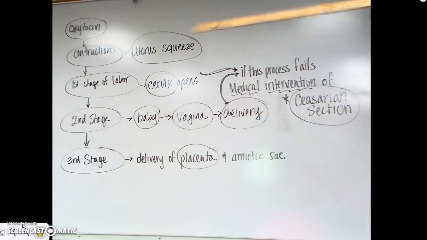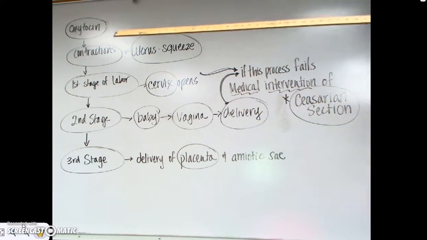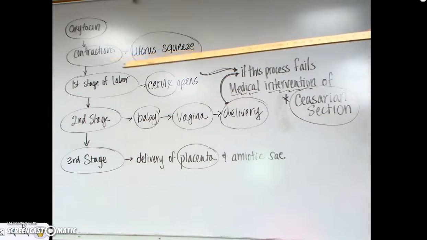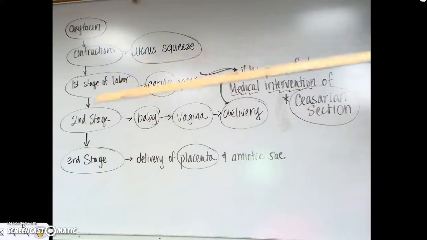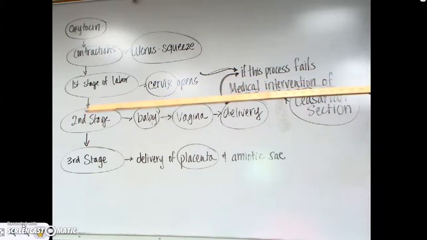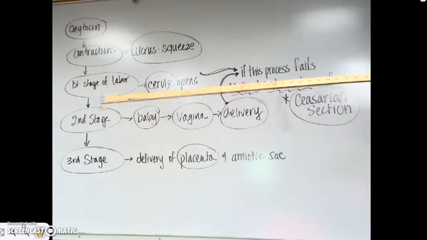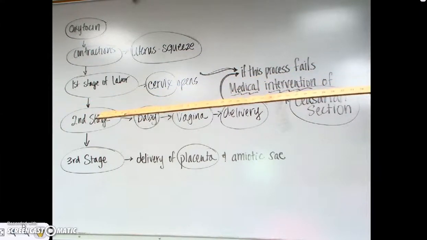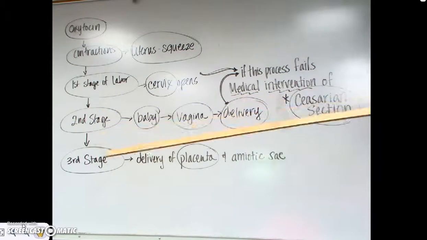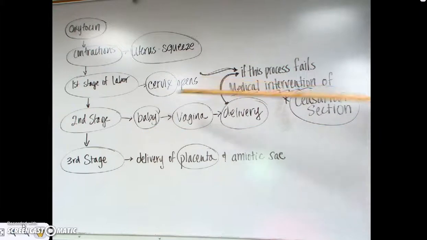So we've got oxytocin up here. Oxytocin causes the contractions. That is the uterus. It causes it to squeeze. That is called the first stage of labor. This is when the cervix opens. If this process fails, there is medical intervention. Or if the second stage fails, there's medical intervention as well. So I kind of connected these thoughts here with this flow chart.